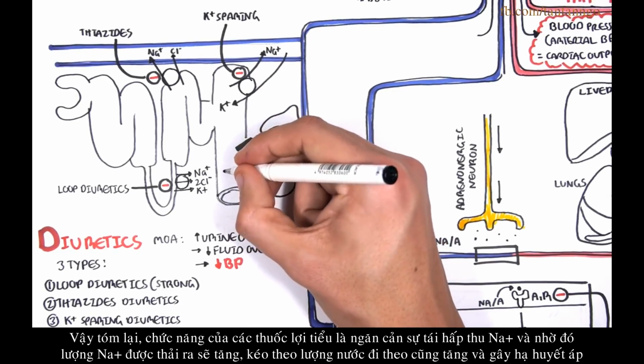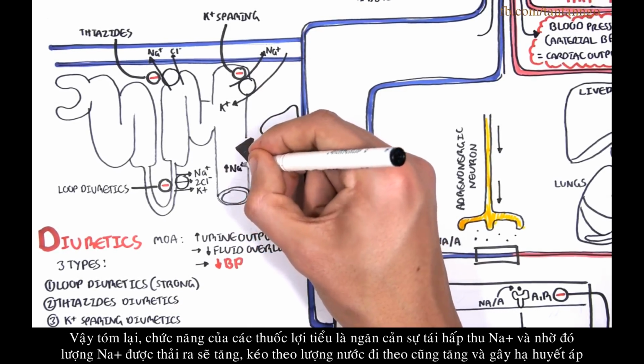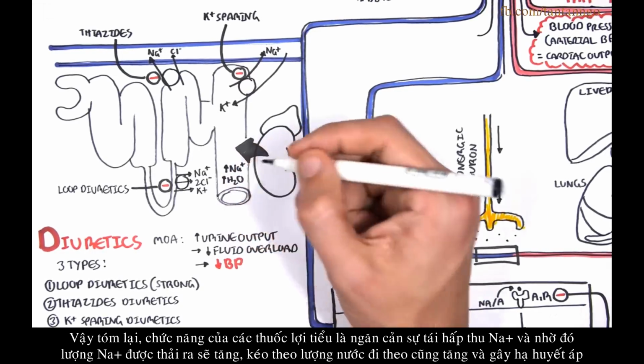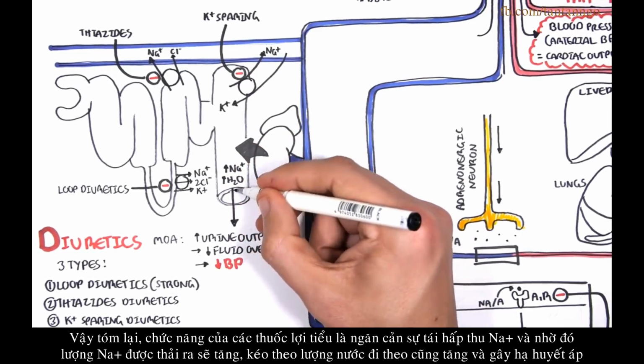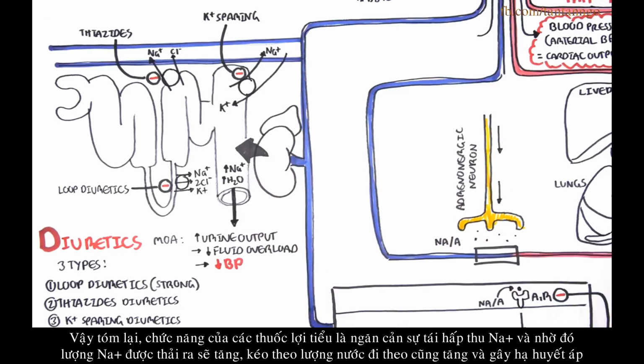And so all these diuretics, they essentially inhibit sodium from going into the blood. And so you have more sodium being peed out, which means that you have more water being peed out, which means that you will decrease blood pressure.